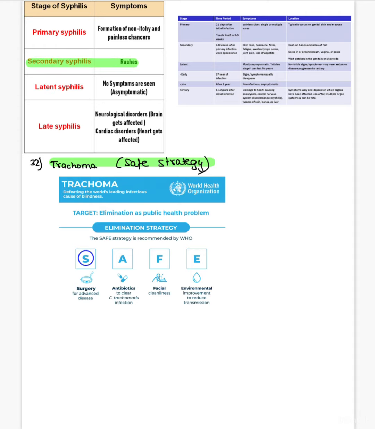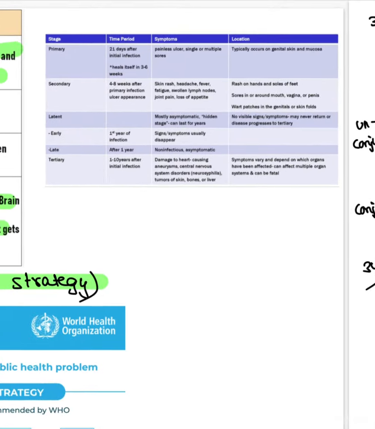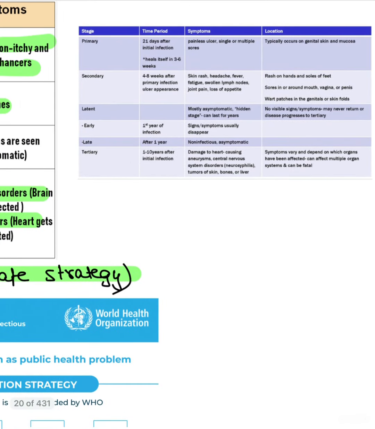Secondary syphilis has the rash and condyloma. Latent syphilis is non-symptomatic. Late syphilis, you will have brain involvement, cardiac involvement like aortitis and other things. And this is a non-itchy, painless chancre. And this is a table for secondary syphilis: you have skin rashes, headache, fever, swollen lymphadenopathy, loss of appetite.